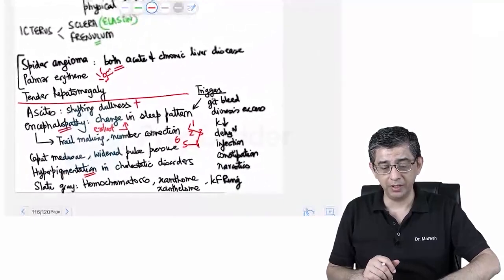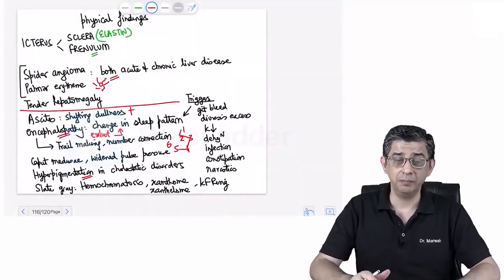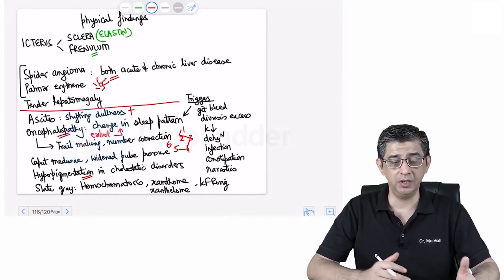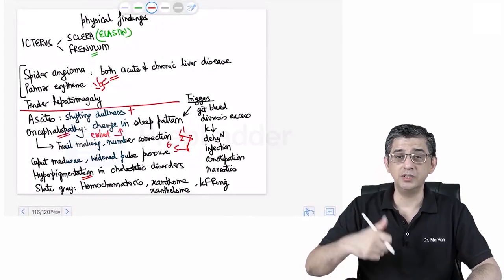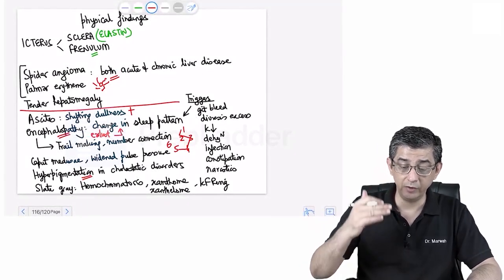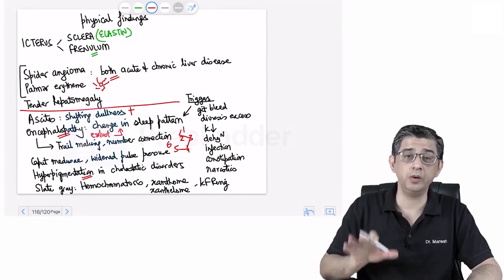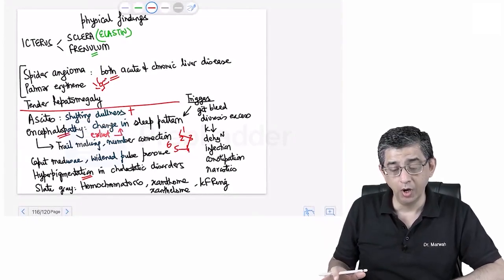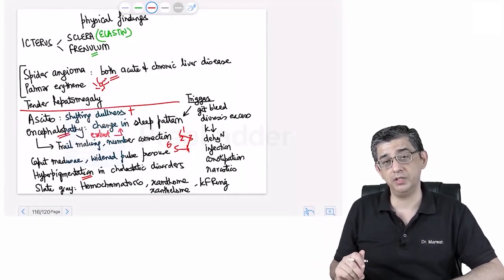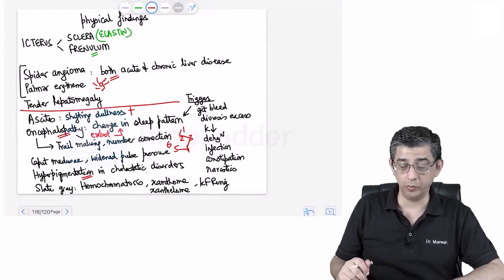I want you to remember that these findings, which are mentioned here grossly, can be seen in acute, then subsequently in chronic, and subsequently in cirrhosis. Though in the subsequent videos, what I've done is I have described the ones which are specific for a particular stage. Here I've tried, in this particular slide, just to give you an overview of how the findings will evolve in a patient and what could be triggers for hepatic encephalopathy.